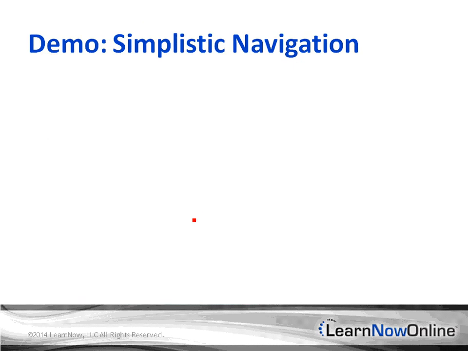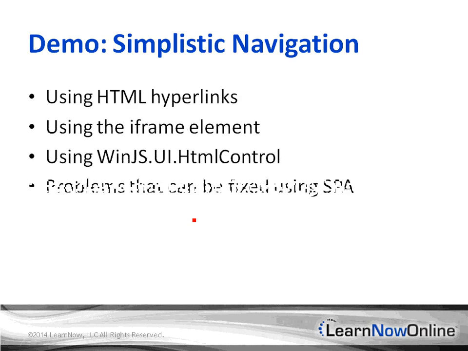Now, in this demonstration, we're going to take a look at that better way that I was referring to. So of all the different ways of linking to other content, we're going to see in this example, it's titled Simplistic Navigation. And we're going to talk about the various ways of working with this, with HTML hyperlinks, and we're going to see problems with that. With the iframe element, which is okay, but it's going to be a web context. It's not going to be a local context that you're dealing with there. In some cases, you want a local context. There's also the HTML control that you can use.